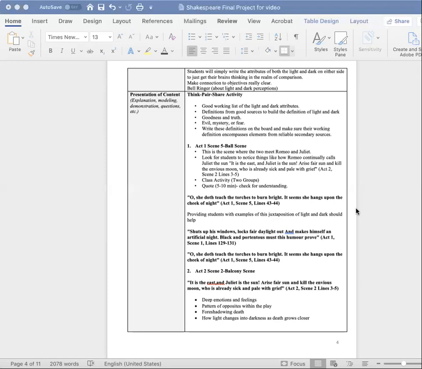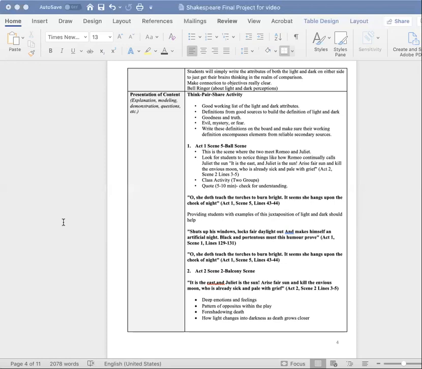This is a really good spot to write these definitions on the board. Make sure their working definition encompasses elements from reliable secondary sources. You can also refer to my video on source reliability and good research methods if you need to review with your class.